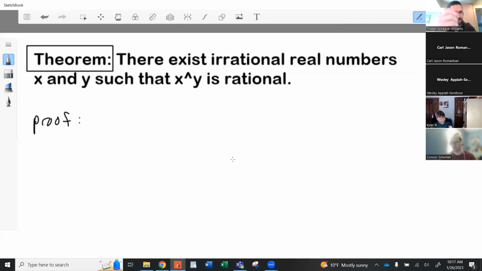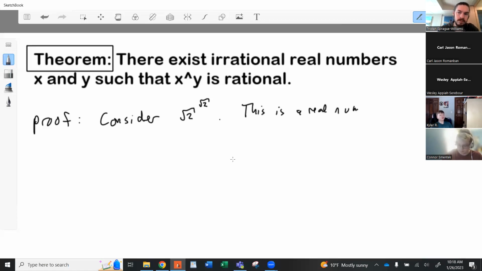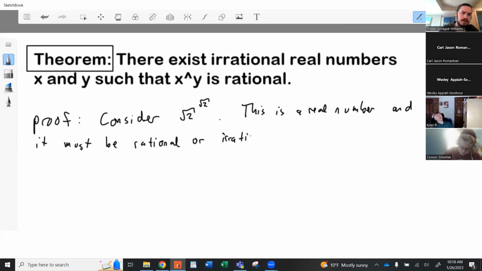This proof is going to center around a specific number. Consider the number the square root of 2 to the power square root of 2. This is a real number, and thus it must be rational or irrational. Does anyone know if that number is rational or irrational? The square root of 2 to the power square root of 2.